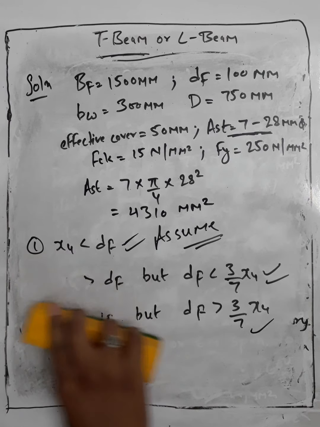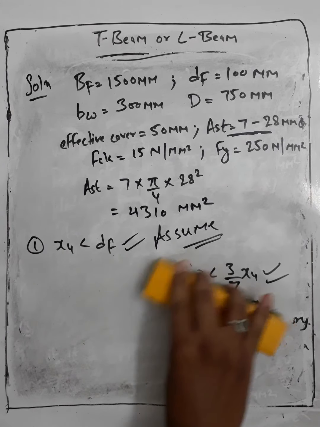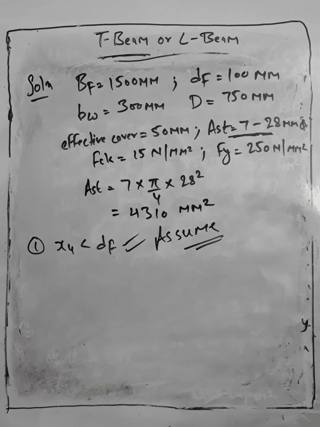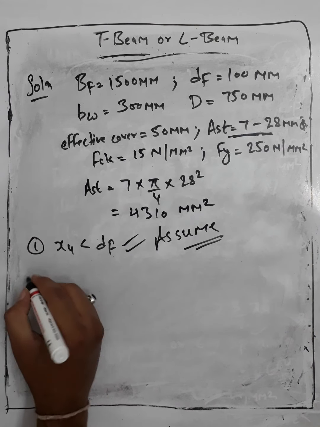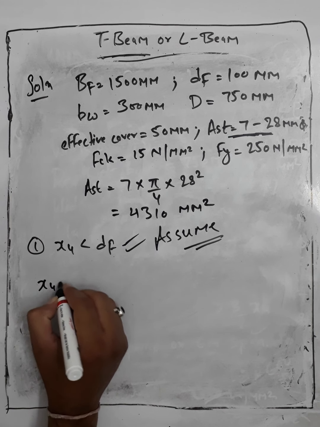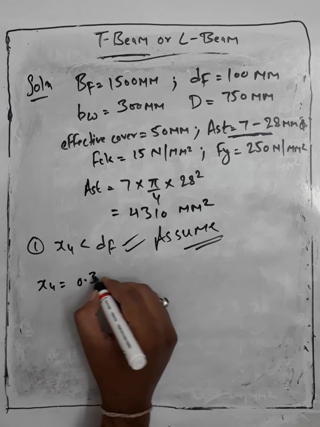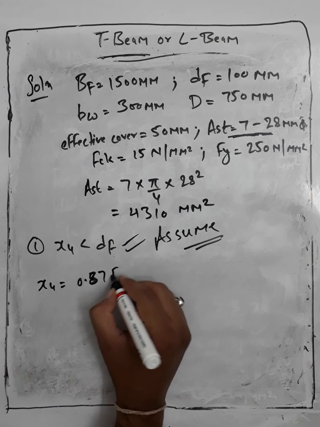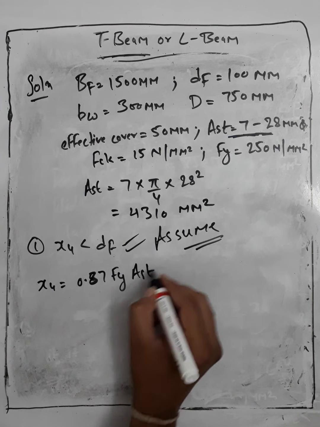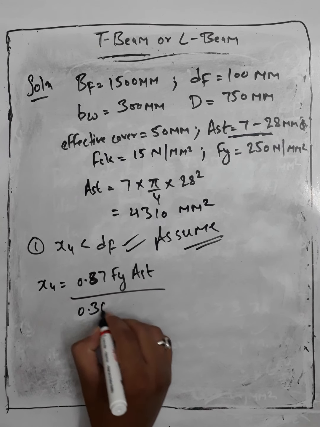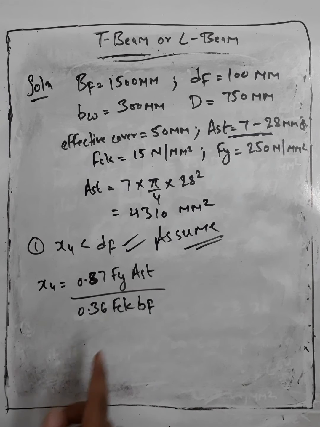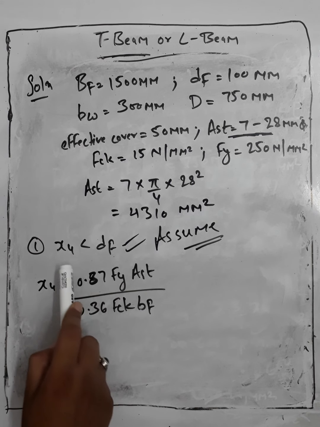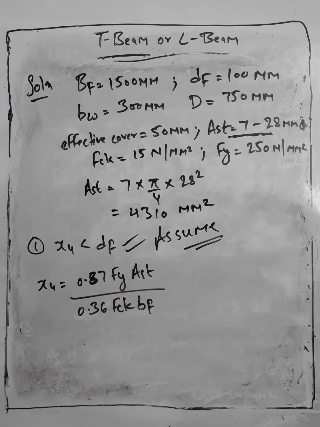If I assume XU is less than DF, first we have to find the actual depth to check this condition, because we have the DF value but we don't have the XU value. So first we have to find XU. XU is equal to 0.87 Fy AST divided by 0.36 FCK BF. This equation is used when we assume XU is less than DF.